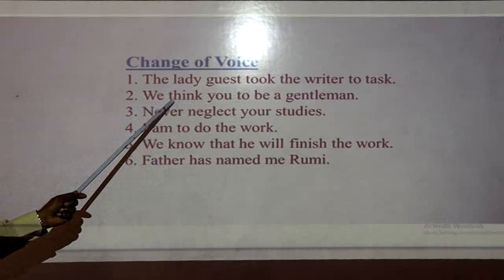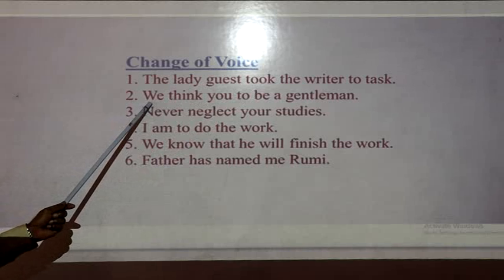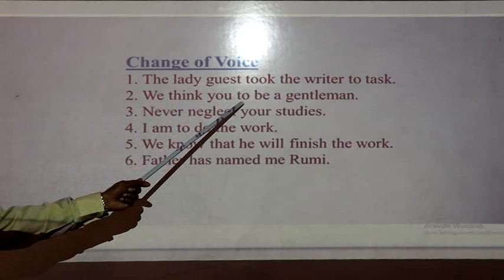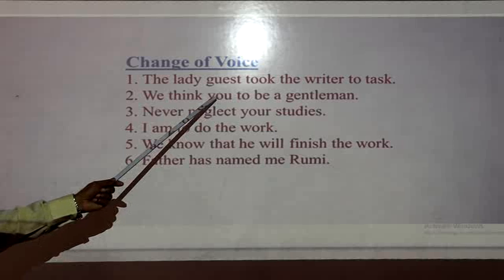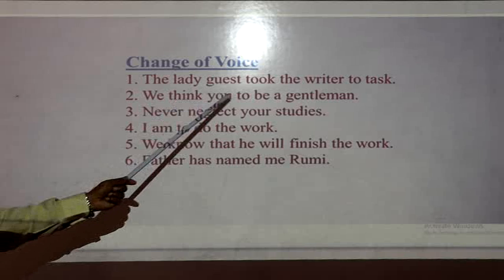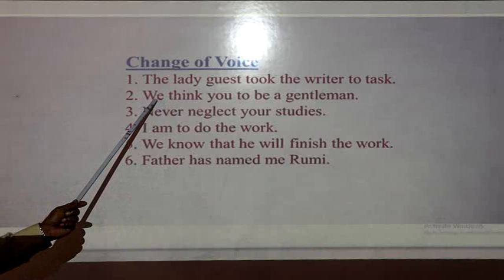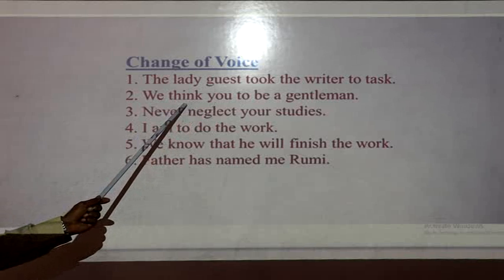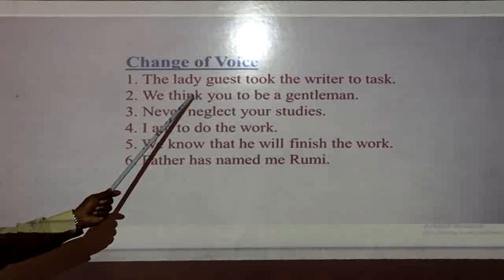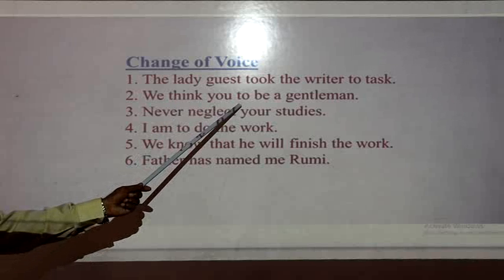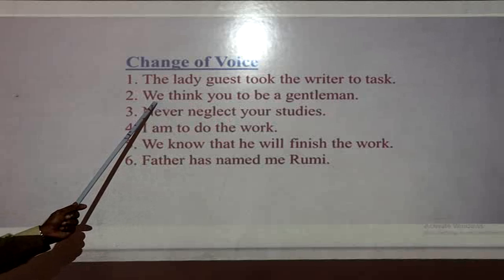Number 2, We think you to be a gentleman. We is subject, think is verb, you is object, to be a gentleman is extension. So let us say: You are thought to be a gentleman by us. The idea is object you, present tense, so we will have to use are.